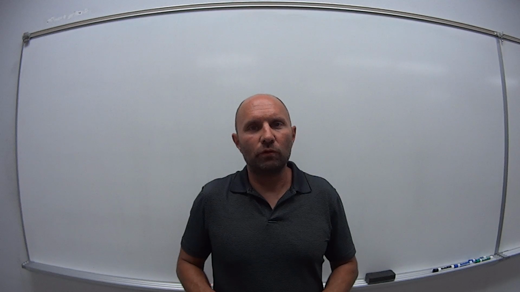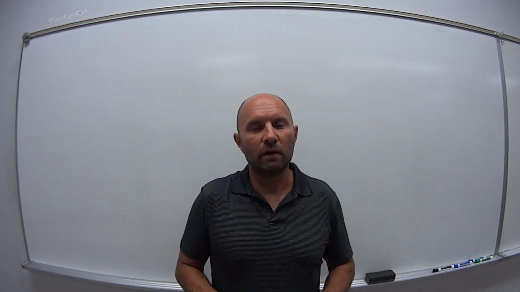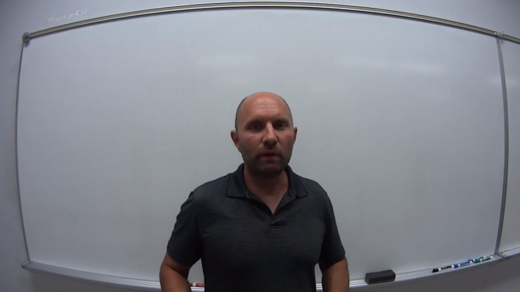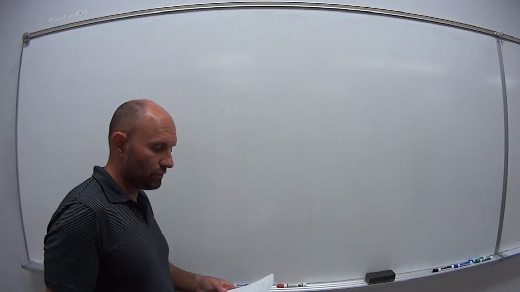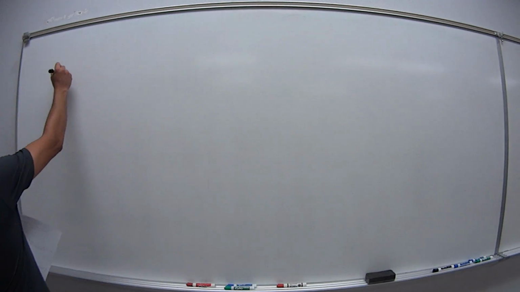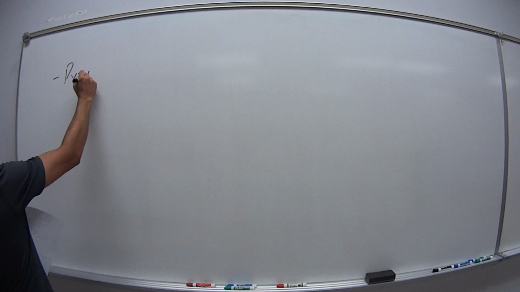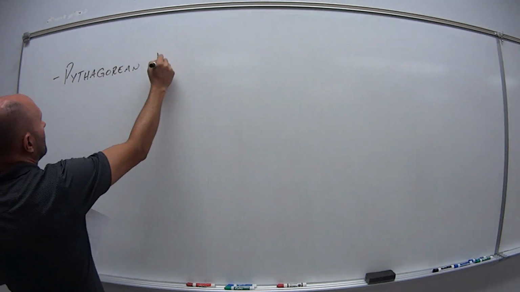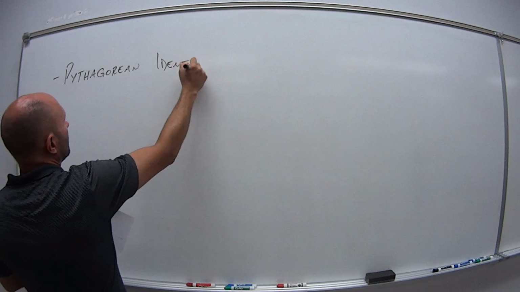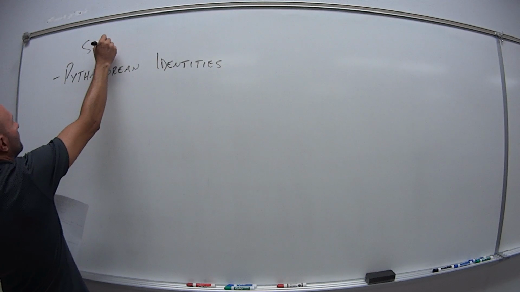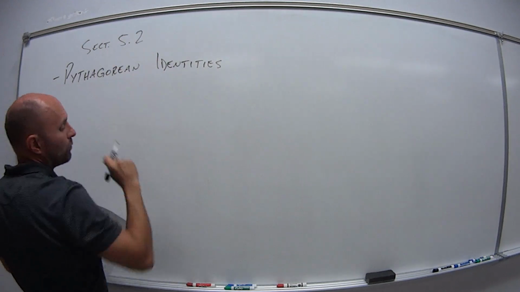Hello and welcome to section 5.2, video number 2 of 2 parts. This will be the last part of section 5.2. First thing we're going to look at is the Pythagorean identities. And again, this is a continuation of section 5.2.